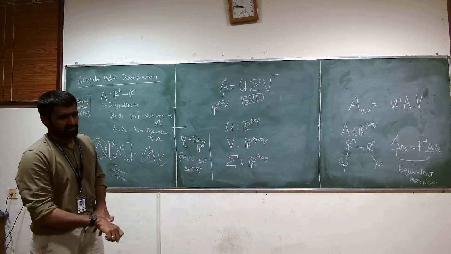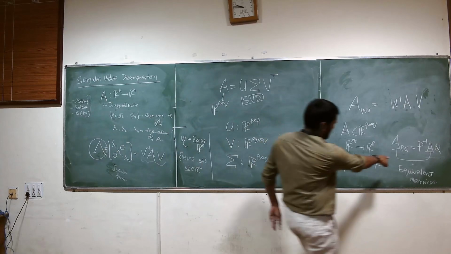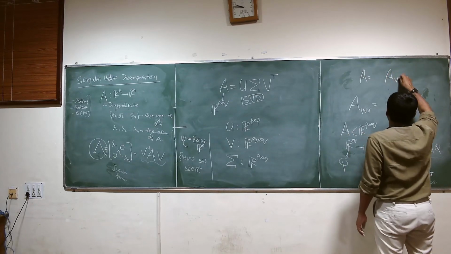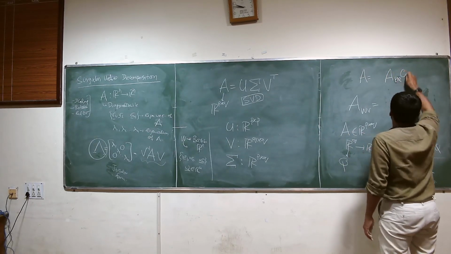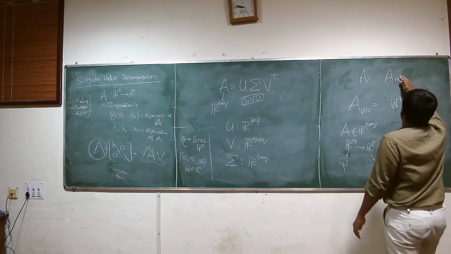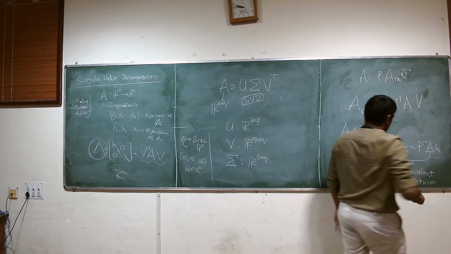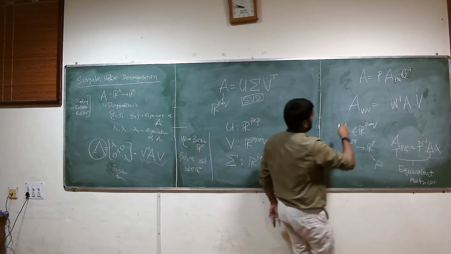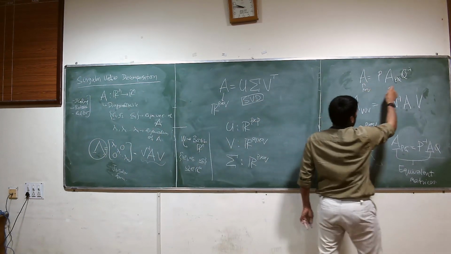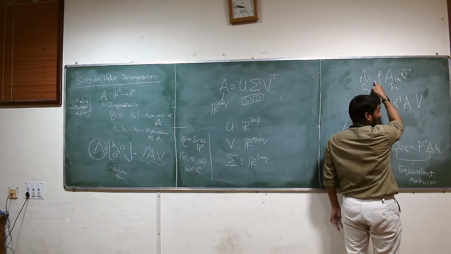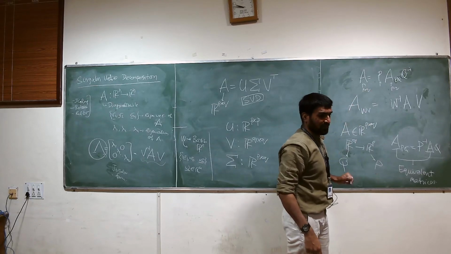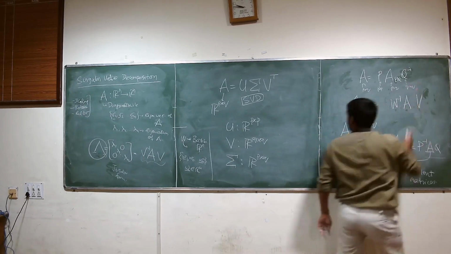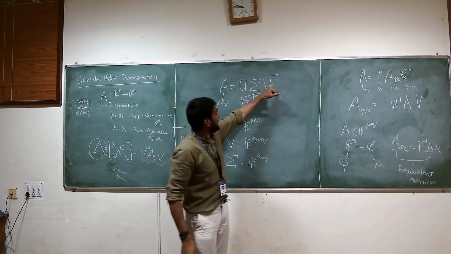Let me write this the other way around: A equals U sigma V transpose. This is P cross Q. What is the size of this matrix U? P cross P, because it's a basis for RP. And you see that this has that flavor, where the inverse is replaced by transpose.